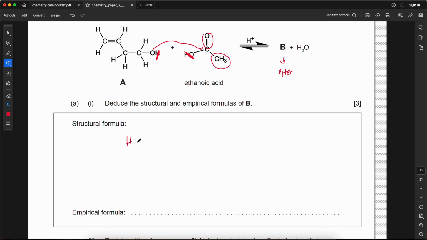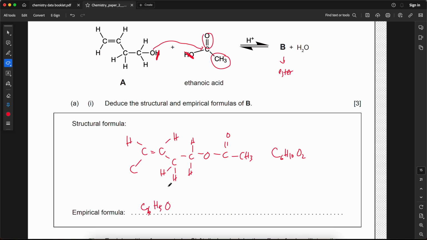So H, C, C double bond C, H, so it will be C, H, H, C, H2, O, directly bonded to the C, double bond O, C, H3. If we calculate, that will be C6H10O2. So the empirical formula, the simplest one, will be C3H5O.